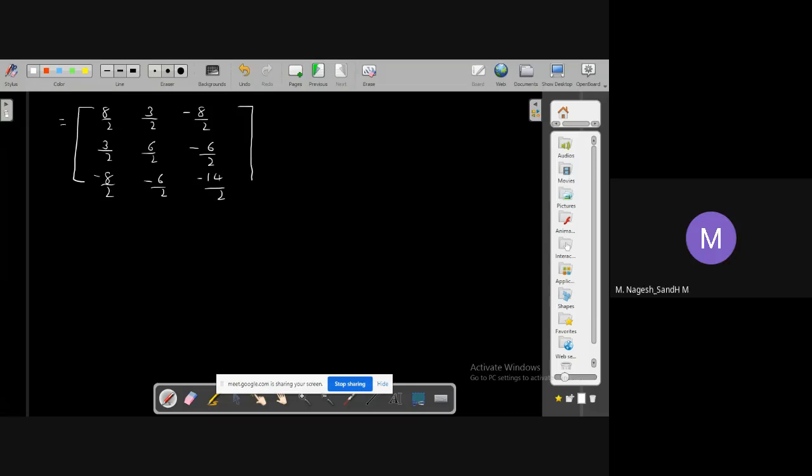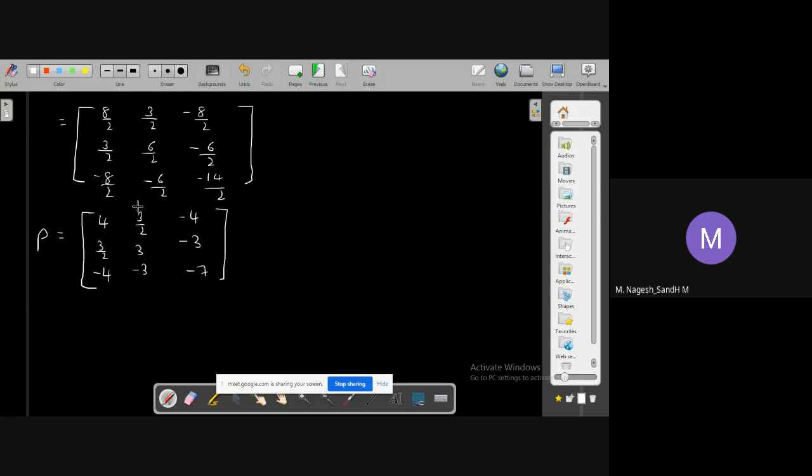Now 8 by 2 is 4. Next 3 by 2. Next minus 8 by 2 is minus 4. 3 by 2, 6 by 2 is 3, minus 6 by 2 is minus 3. Next minus 4, next minus 6 by 2 is minus 3, next minus 14 by 2 is minus 7. So this is the P matrix.